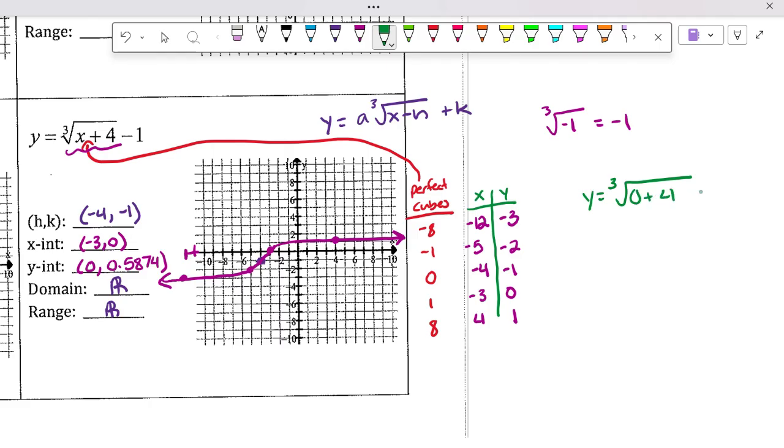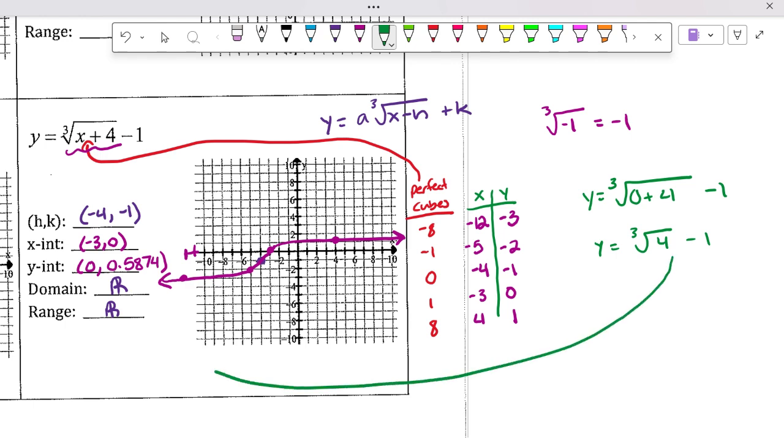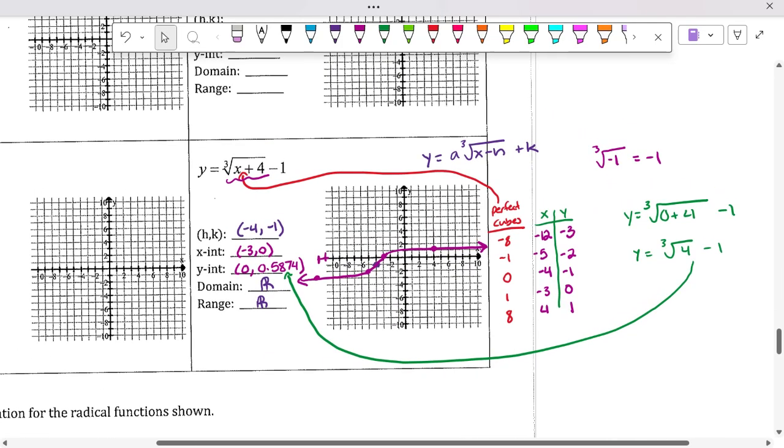If you plug in 0 for x and evaluate it, this would just be y is equal to the cube root of 4 minus 1, and you would just leave it like that. I just did that for my calculator. Yeah, and that's totally fine. If you put that in your calculator, you would get this, or you would get a rounded version of it. That's totally fine too. Any other questions?